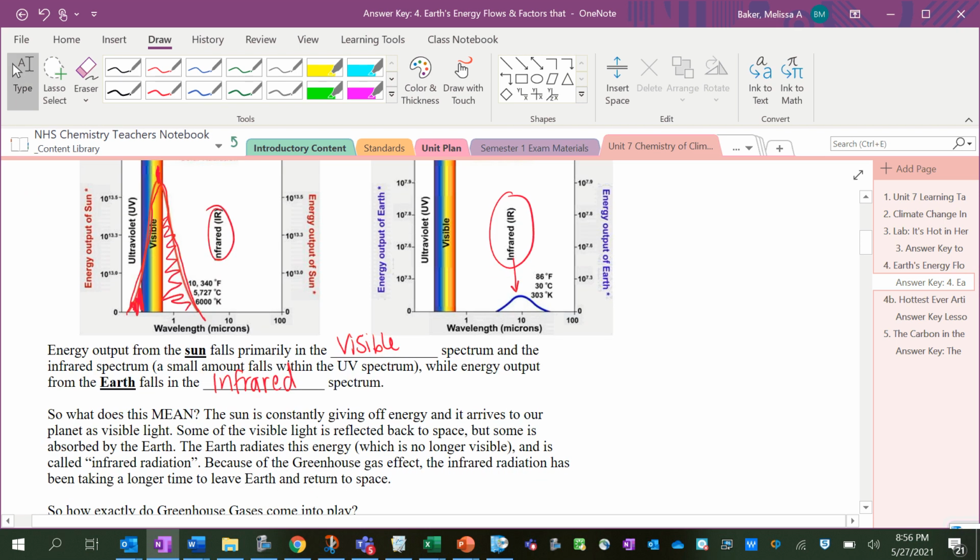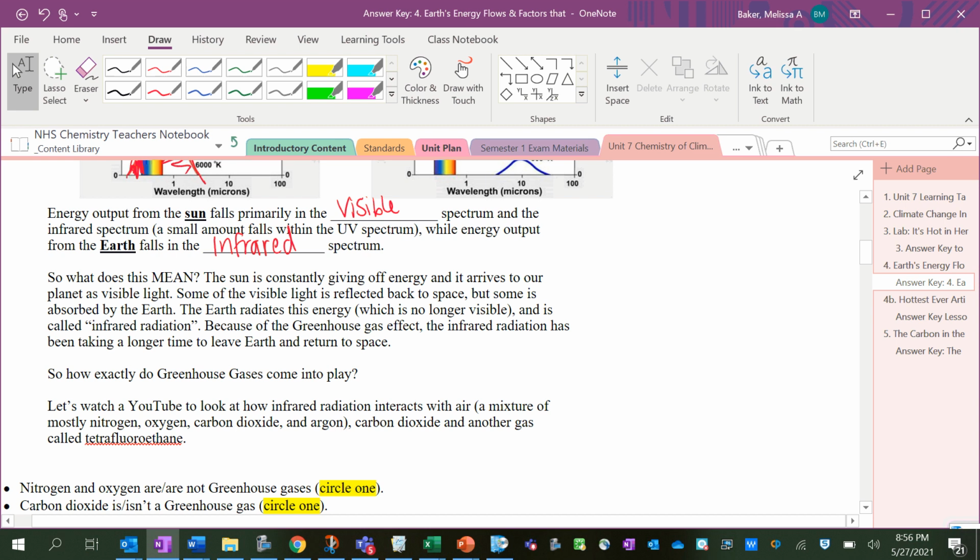So what does that mean? The sun is constantly giving off energy, and it arrives to our planet as visible light. Some of the visible light is reflected back to space, but some is absorbed by Earth. The Earth radiates this energy, which is no longer visible, and is called infrared radiation. Because of the greenhouse gas effect, the infrared radiation has been taking a longer time to leave Earth and return to space. Okay, so how exactly do greenhouse gases come into play?